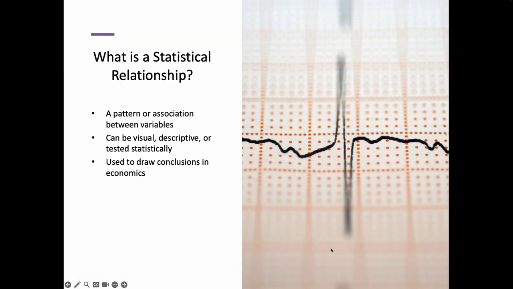A statistical relationship refers to a pattern or association between two or more variables. These relationships can be observed visually, as in a scatter plot, described verbally, or tested statistically using various techniques. Identifying and analyzing statistical relationships is central to drawing conclusions and making predictions in economics. For instance, we might observe a statistical relationship between education levels and income or between interest rates and investment.